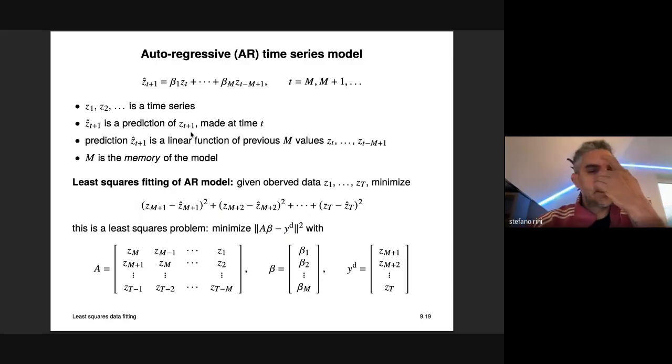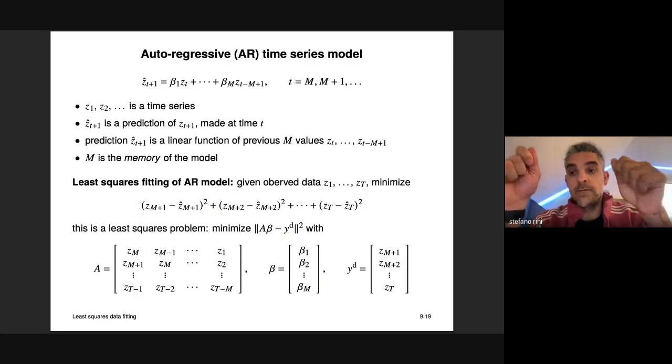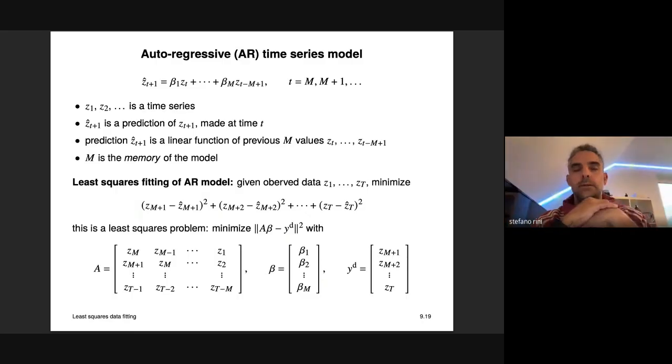It is called autoregressive because the current value depends on the past values of the process itself. The regressive part tells you that it's linear dependencies. The auto part tells you that it's regressive on your own values. And the way to solve this using our beautiful linear regression model is to just construct the matrix A as follows. We have the memory for each time instance: Z_m all the way to Z_1, Z_{m+1} to Z_2, up to Z_{t-1} to Z_{t-m}.